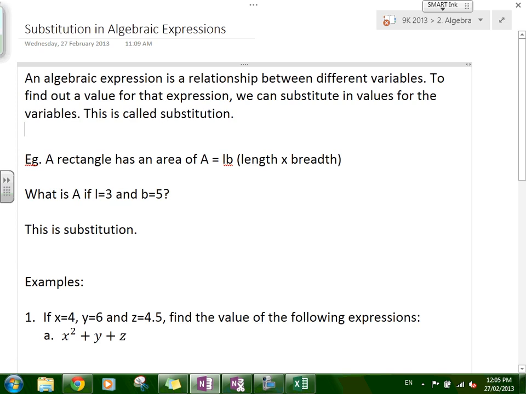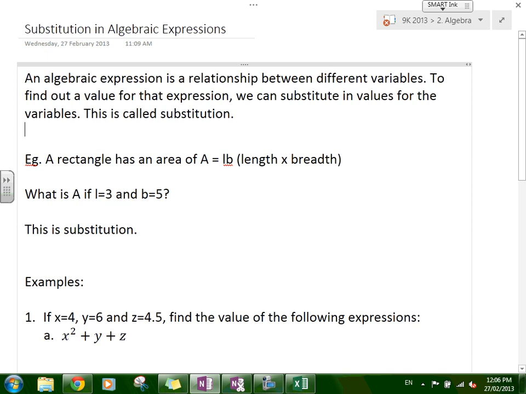Now, this is another example. A rectangle has an area of A equals LB, which is the length times breadth. That's always true for any rectangle. So that's like an algebraic expression. It's a relationship between A, which is the area, and L and B, the length and breadth. There's a set relationship between those things. There's a rule that links these variables.